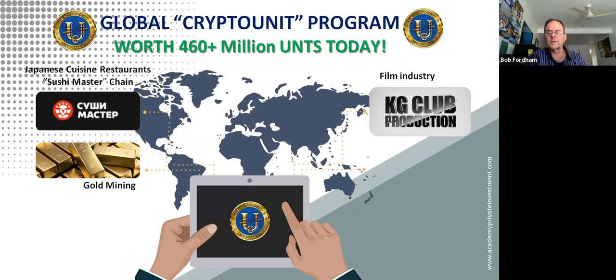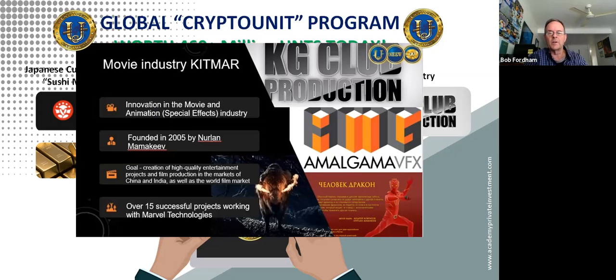We have the KG Club Production, which is a movie special effects company. And this is where we will see the release of our first movie in a series of 3 movies, actually, and a TV series called Dragon Man on the bottom right-hand side of the screen. It is being put together by Newland Mamakiv, who has been successfully involved in over 15 projects with Marvel Technologies. But the movie side of it just won't stop there. We will be engaged in full global merchandising of videos, games, and all the merchandise that comes with movie releases around the world. And we will be launching this throughout India and China towards the end of 2020.